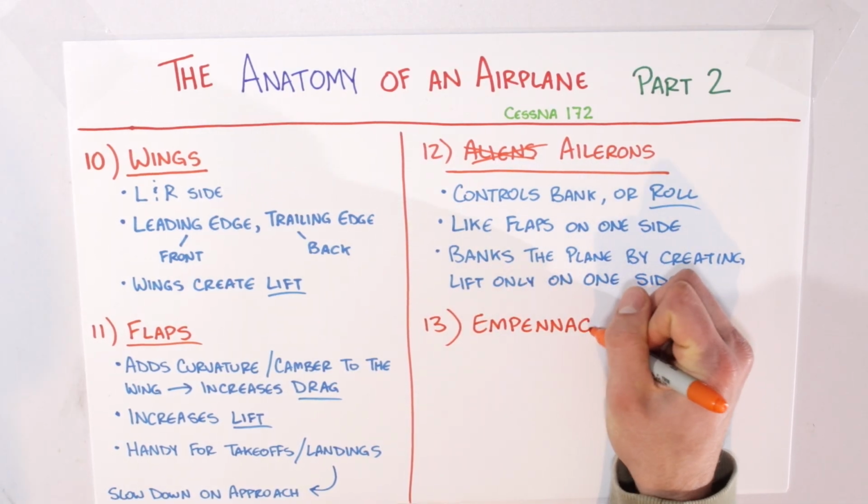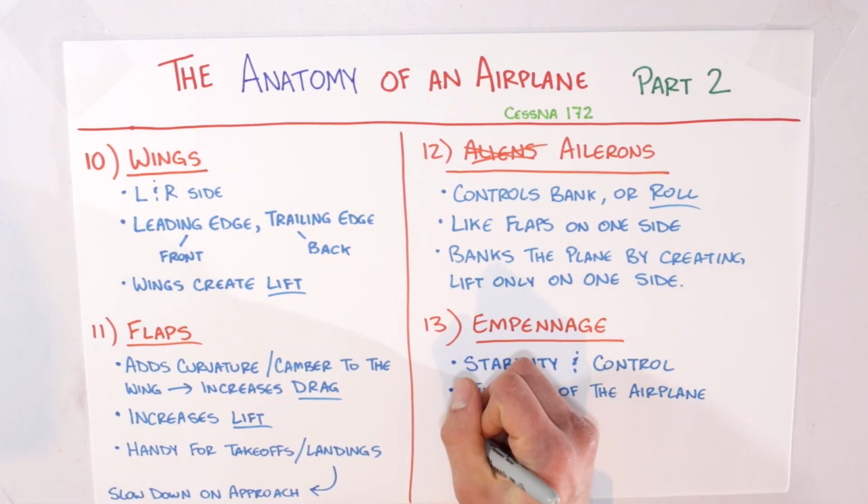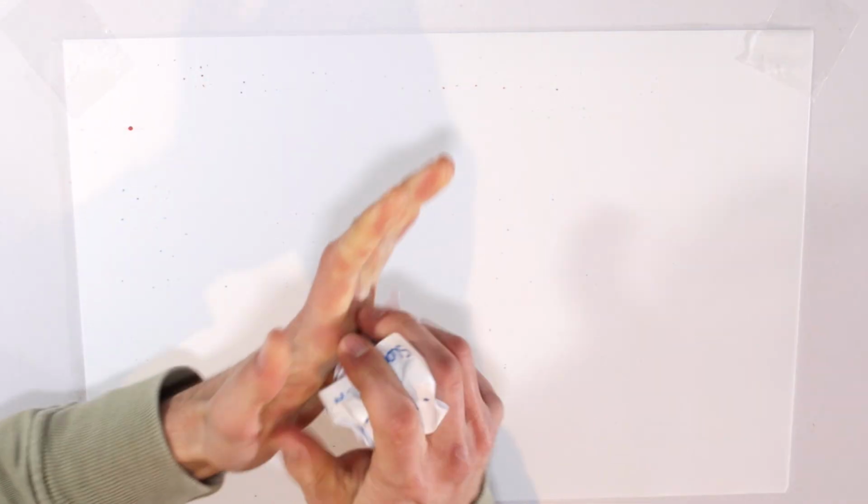All you need to know about this is that its main job is stability and control. Basically, it keeps the airplane flying straight and behaving itself. The empennage is home to the plane's main 2 stabilizers, which we'll discuss next.